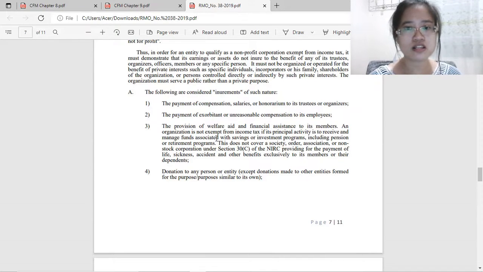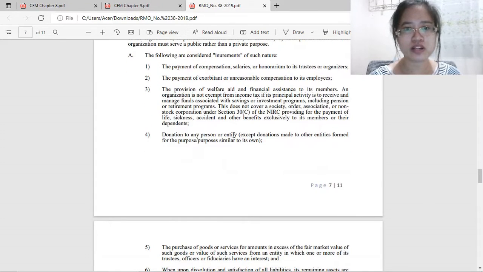An organization is not exempt from income tax if its principal activity is to receive and manage funds associated with savings or investment programs. So a church shouldn't do this. Okay, this is like savings or co-op activities, not a church activity.